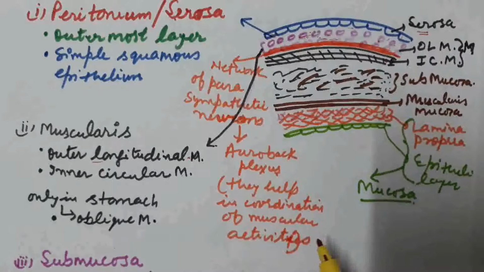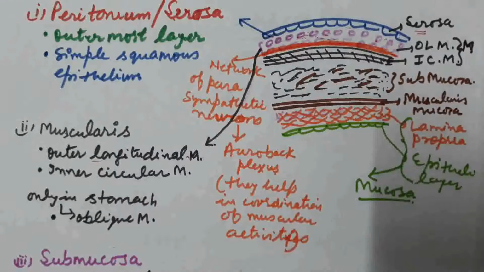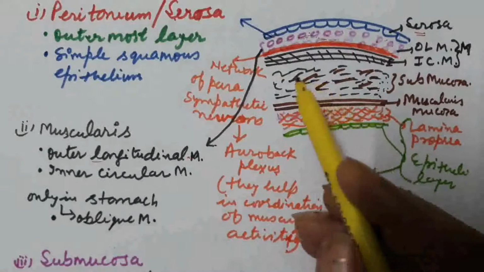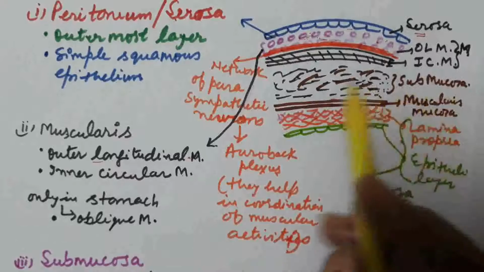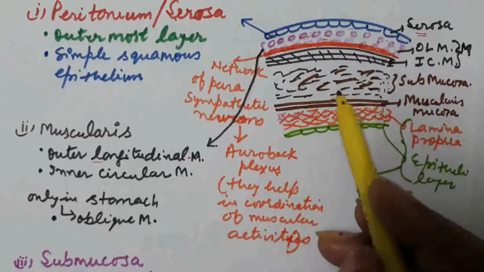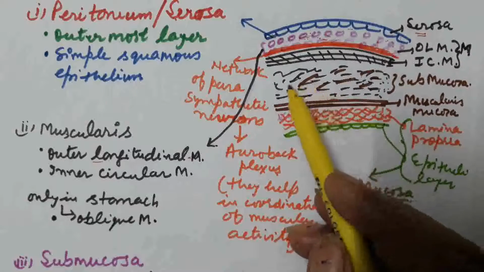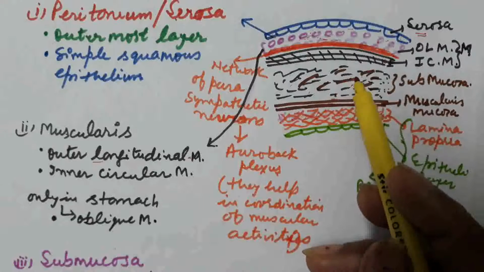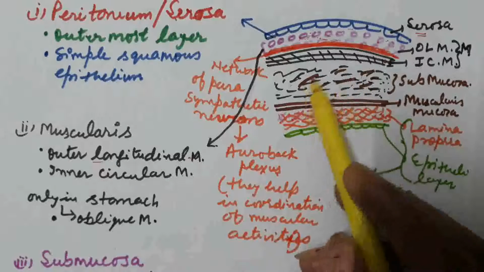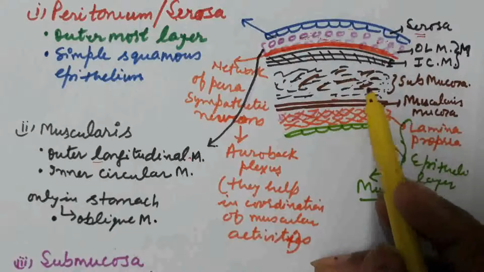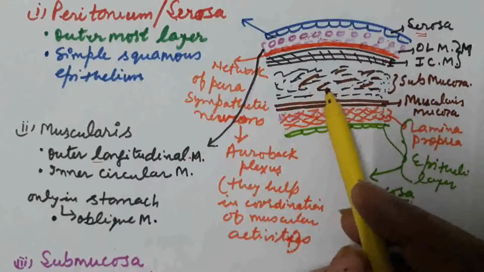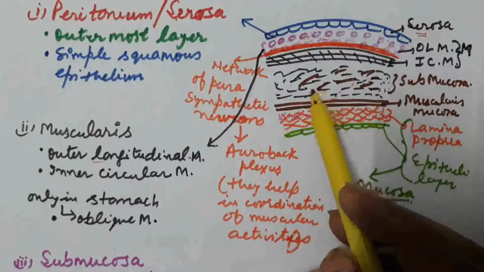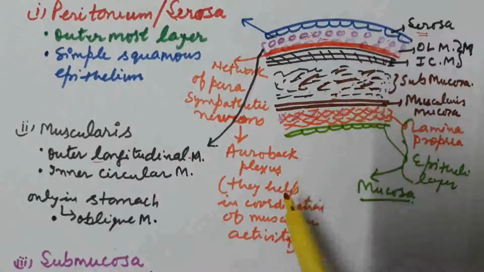The third layer is submucosa, which is present inside the muscularis. This is the third layer. We call it submucosa. It is made up of dense connective tissue, and blood vessels and nerves are also present in the submucosa layer. Submucosa layer is made up of dense connective tissue, and blood vessels and nerves are also present in it.